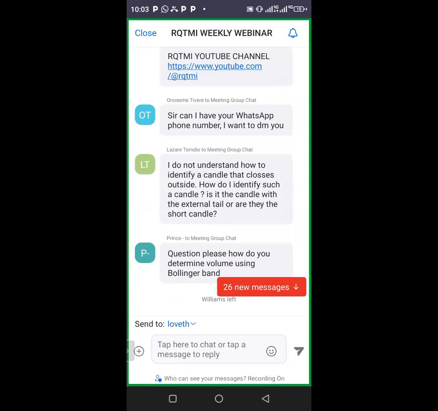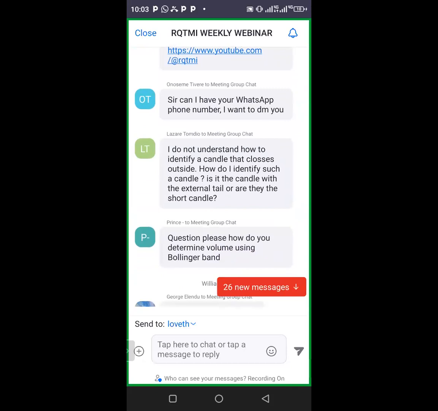I want to say, I do not understand how to identify a candle that closes outside. How do I identify such a candle? Is it the candle with the external tail, or the whole of the candle? I'm saying the whole body of the candle closing outside the 2 standard deviation below the 20 EMA. Not the tail, not the body alone. I am talking about the whole of the candle, whether it is wick or body, everything closing outside. That's when you can use the Bollinger Band break tactics to trade, and you measure to the 20 EMA and you're out.